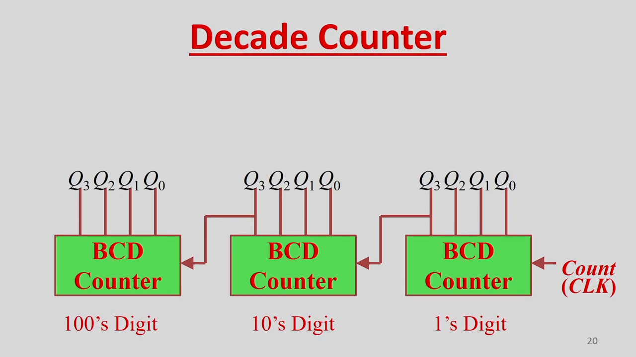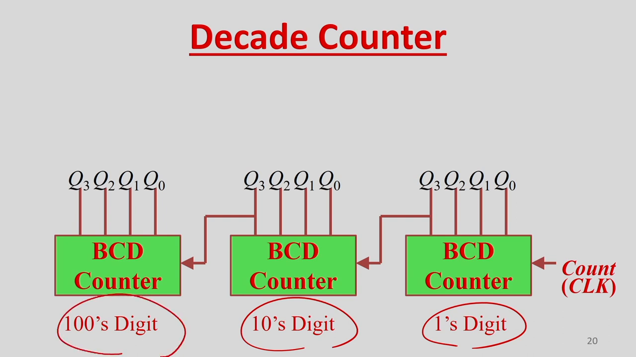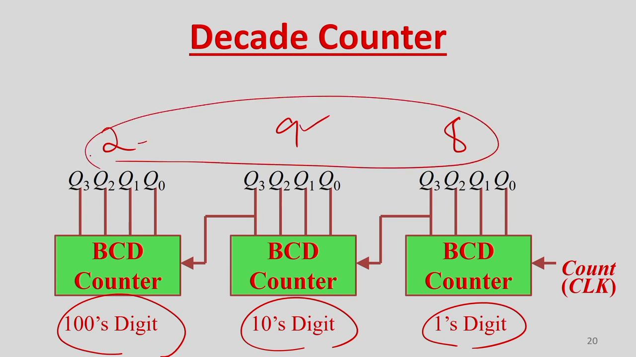So, how can we design a decade counter? Here is the first digit, then the 10th digit, and then the 100th digit. Suppose a decade counter counts up to 100, say the value 298: this digit needs to be 8, this one 9, and this is part of the decade counter. This counter can count from 000 to 999.